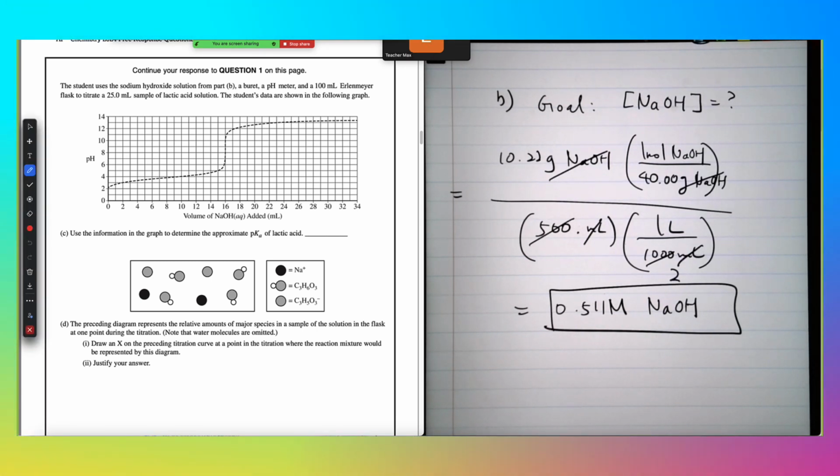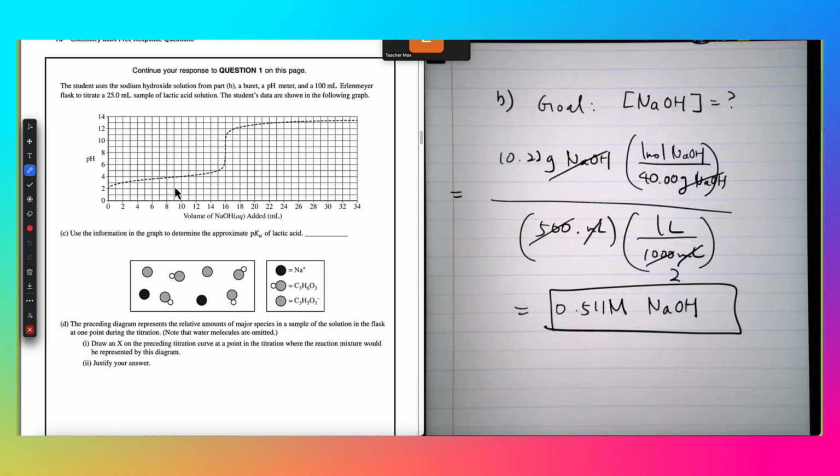Okay, the student uses a sodium hydroxide solution from part B, a burette, a pH meter, and a 100 milliliter Erlenmeyer flask to titrate a 25 milliliter sample of lactic acid solution. The student data are shown in the following graph.